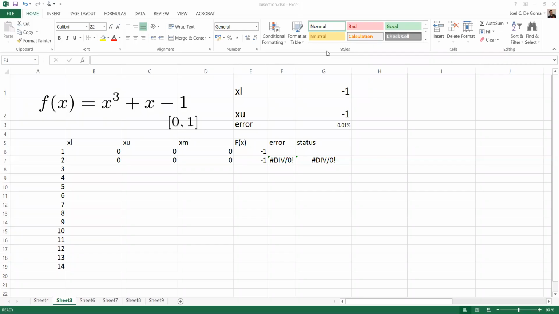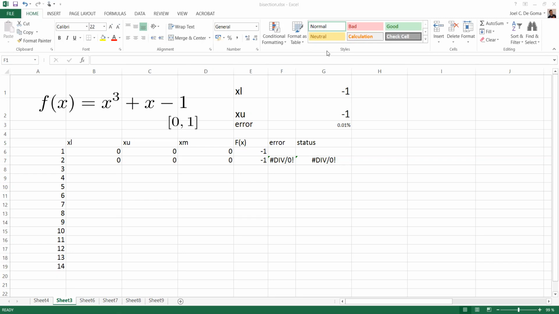Let's continue our discussion about the bisection method. So let's solve x^3 + x - 1. Again, the bisection method will need us to determine the upper and lower limit. x sub u will give us a positive result when we substitute it into our equation, while x sub l will give us a negative result when we substitute x.